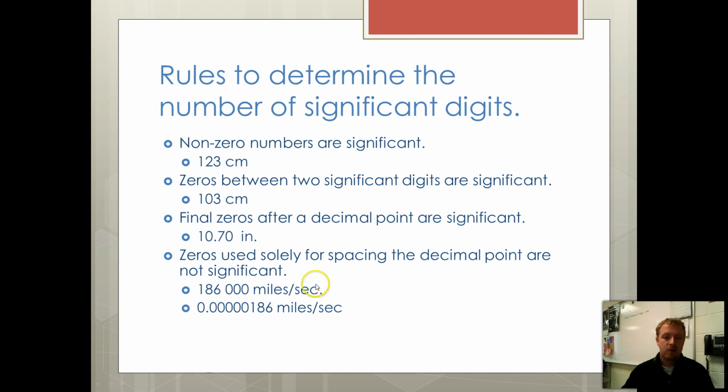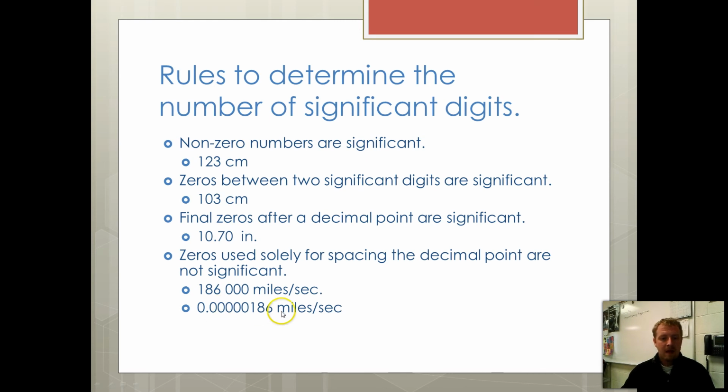If I have something that's measuring miles per second, what this measurement tells me is not that it's going 186 miles per second. It is sort of telling me that, but what I find significant is that the device that measured this value can measure only to the nearest 1,000 miles per second. It can't measure 1 mile per second, or even 10 or even 100 miles per second. It can only measure 1,000 miles per second. That's the smallest measurement it can make.